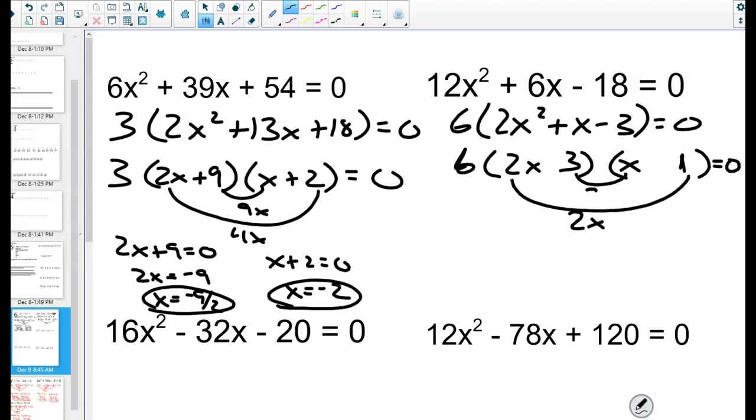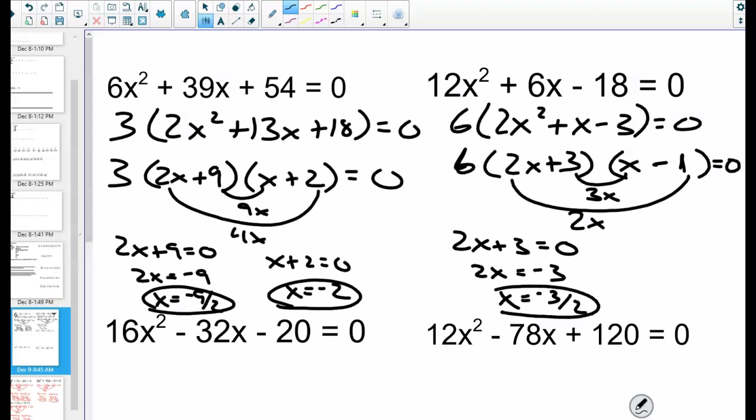2x, 3x. How can I make 2x and 3x positive x? The 3x remains positive. The 2x becomes negative. 2x plus 3 equals 0. 2x equals a negative 3, and x equals negative 3 halves. X minus 1 equals 0. X equals 1.